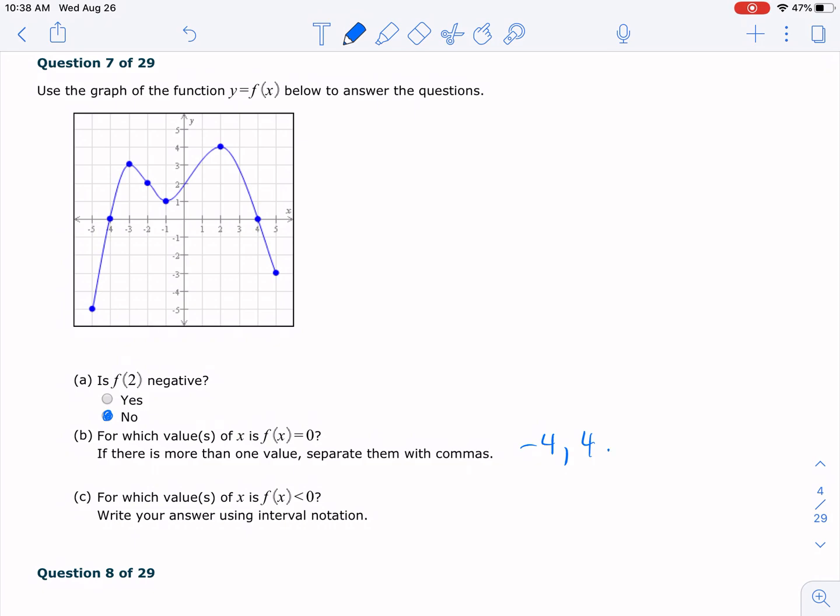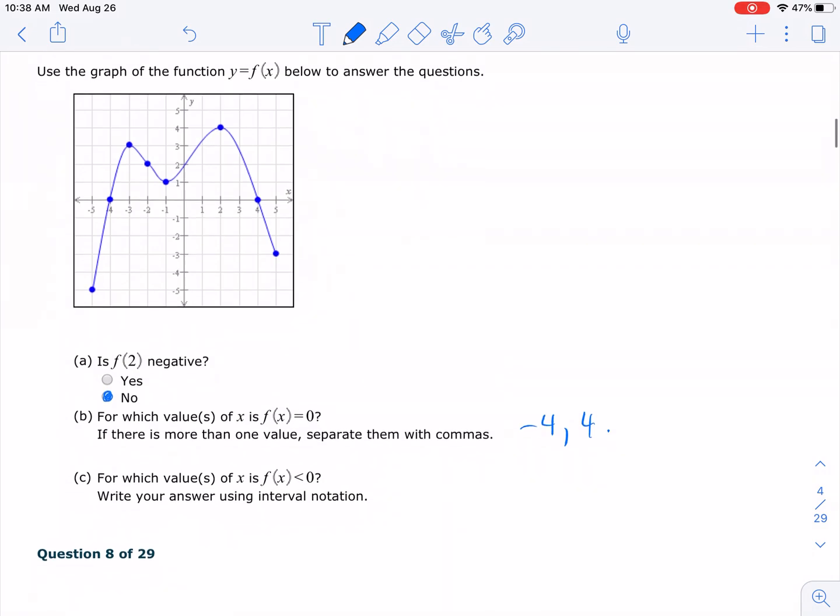Now they're asking you for which values of x f of x is negative. So don't forget they're asking you for x values. So you can see that we have from negative 5 to negative 4. But at negative 4, f of x is 0, so you don't want to include negative 4. So I'm going to put parenthesis there. And then once again, we have 4. And like I said, at x equals 4, f of x is 0, so you don't want to include it. So you want to put parenthesis there, and we have 5 included.